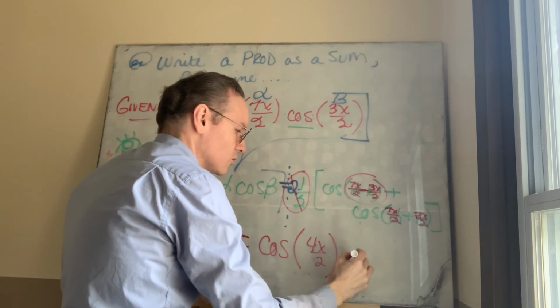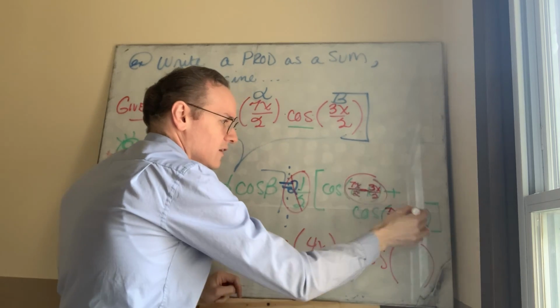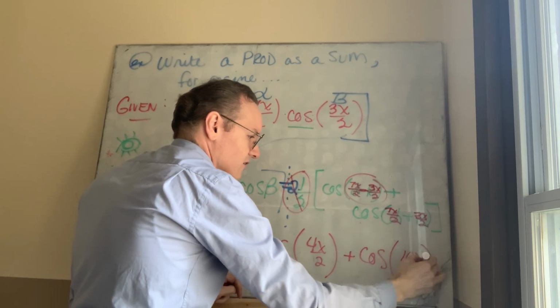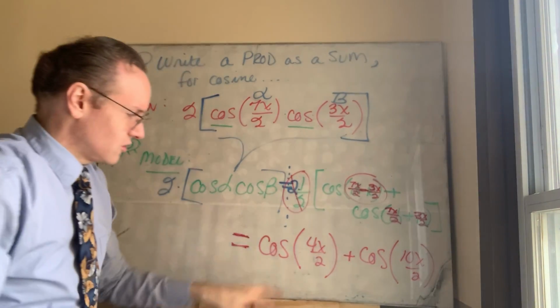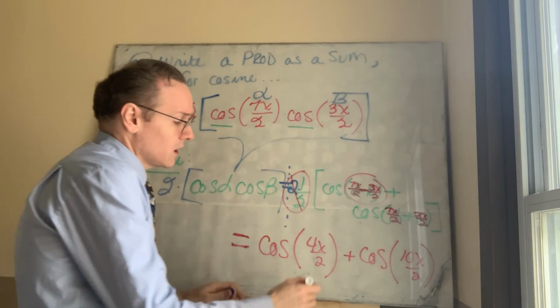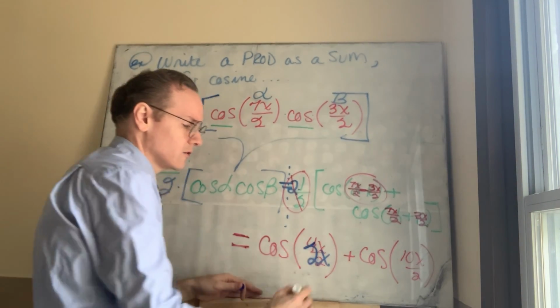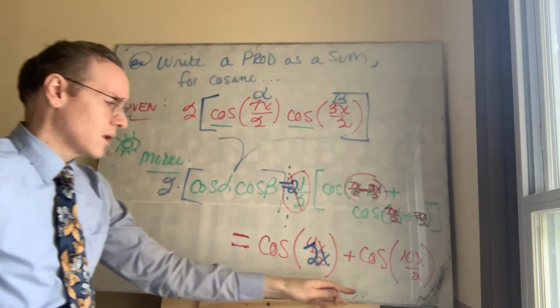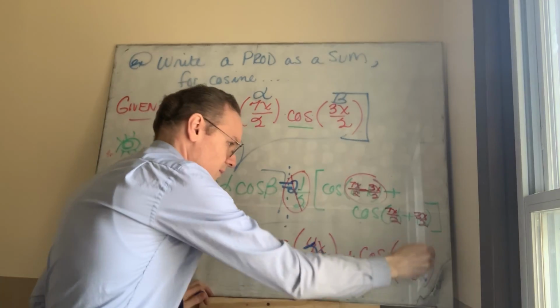And then the second cosine is those 2 things added, 7x and 3x are 10x. The only thing that you could do now is just simplify the bit of the fraction that is left over. If you divide both of these by 2, you're left with 2x for the argument here, and 5x for the argument here. And this is basically your answer.